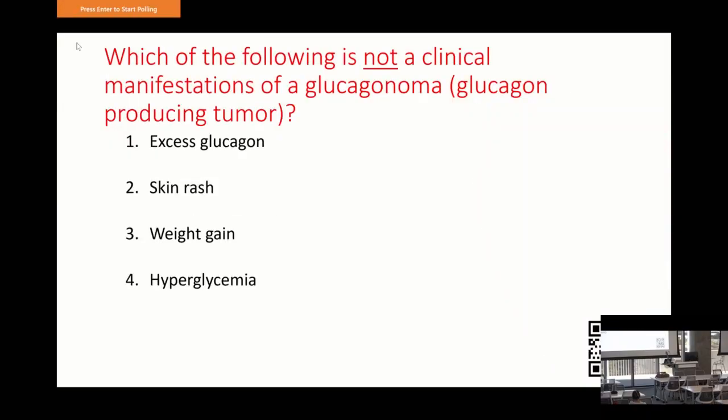All right, another audience participation question. You can scan the QR code if you don't have it active. Which of the following is not a clinical manifestation of glucagonoma, a glucagon producing tumor? So we're going into actions of glucagon here. Okay, we're going to move on. Let's see what you guys think.